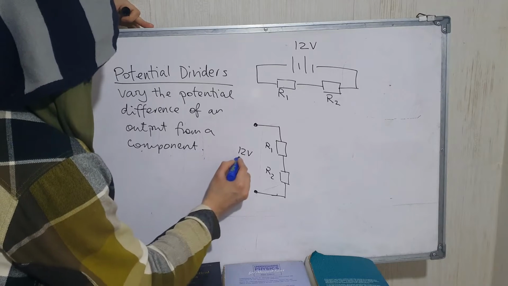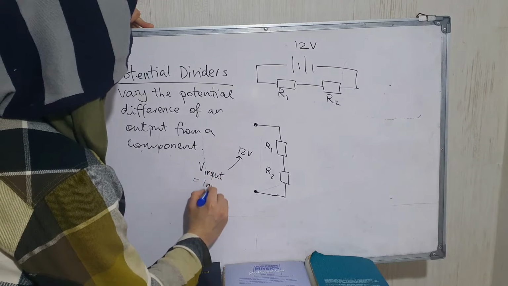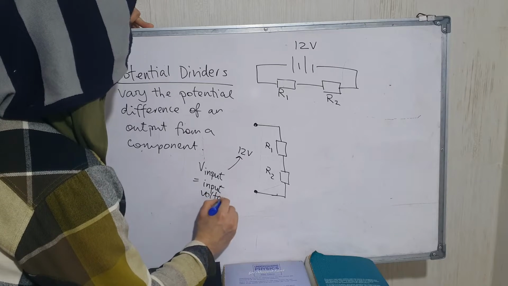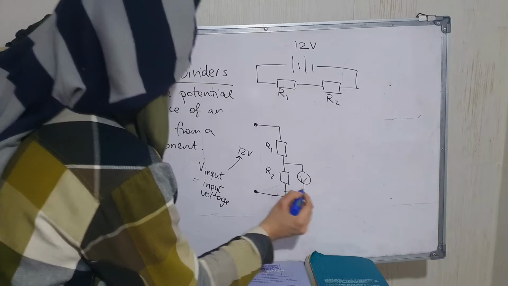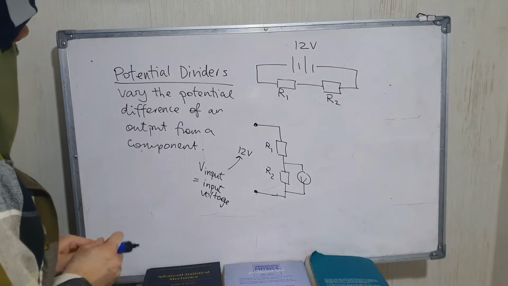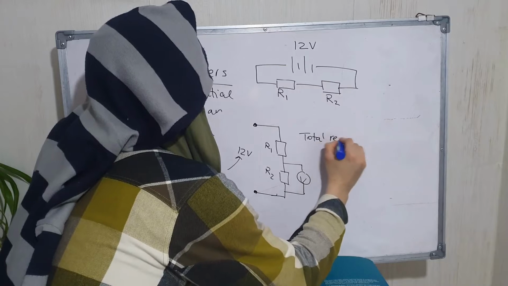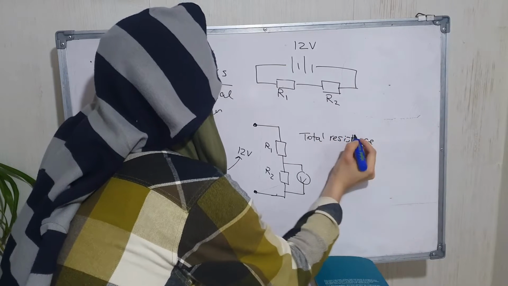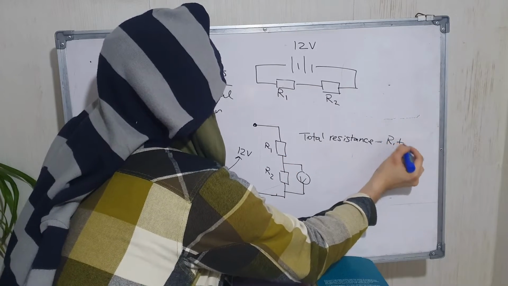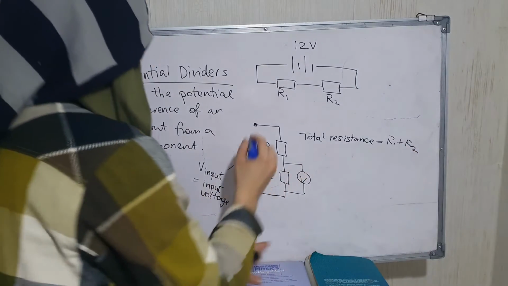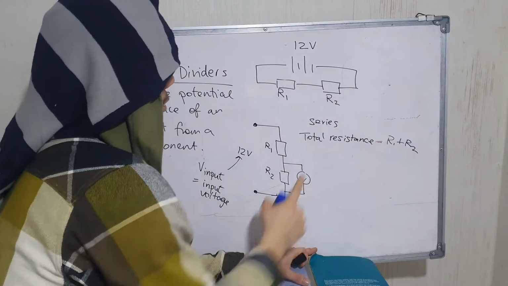So in this case, this would be the input voltage, and let's just say you want to work out the voltage of this resistor. All right, so how would you work this out? First, you need to work out the total resistance. What's the total resistance? R1 plus R2, because it's in series. So R1 plus R2 is the total resistance.